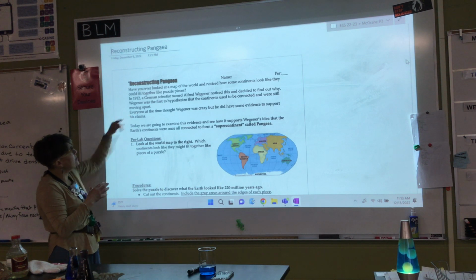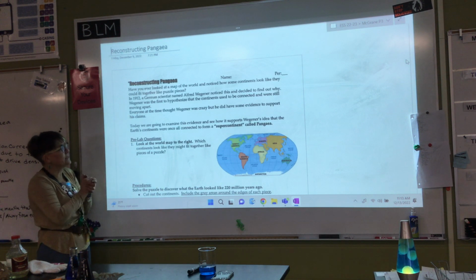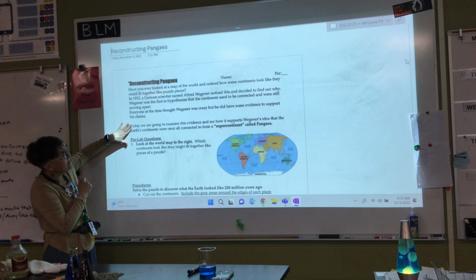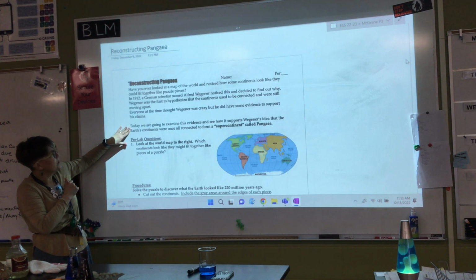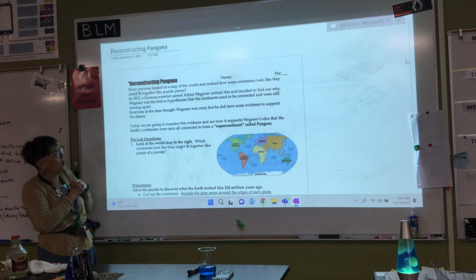But he did have some evidence to support his claim, and we're going to look at that evidence today. Today we're going to examine this evidence and see how it supports Wegener's idea that the Earth's continents were once all connected to form a supercontinent called Pangea.